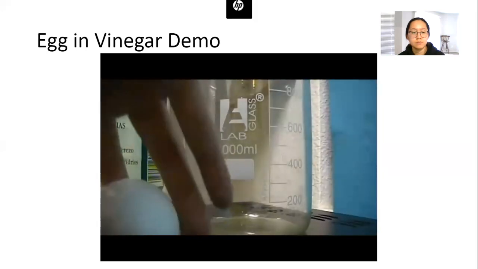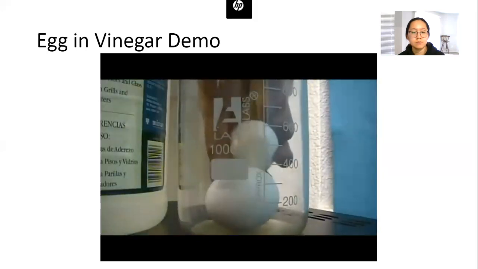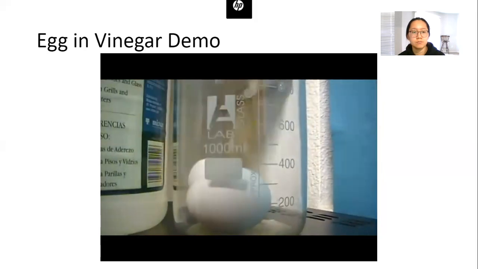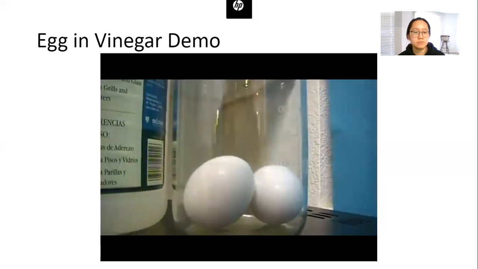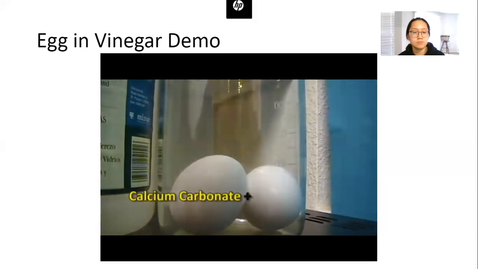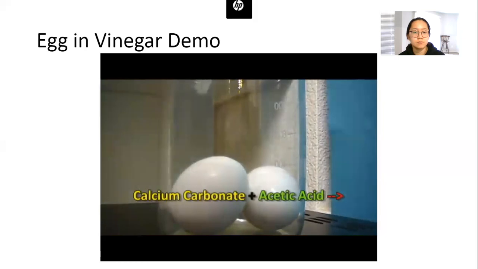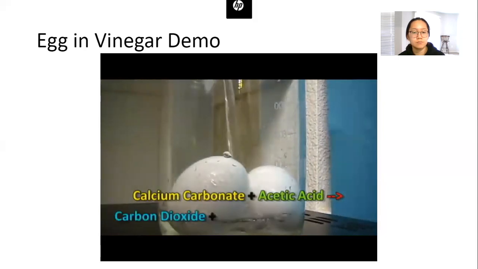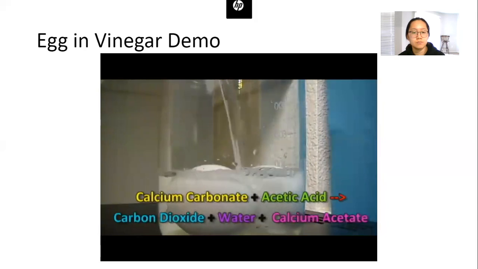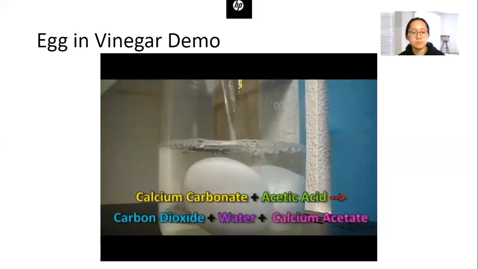Dissolve the outer shell by placing an egg in vinegar. Vinegar has a chemical called acetic acid. Eggshells contain calcium carbonate. When calcium carbonate in the eggshell comes in contact with acetic acid, a chemical reaction occurs. Calcium carbonate will break down to form carbon dioxide, water, and calcium acetate, thus dissolving the calcium carbonate shell.